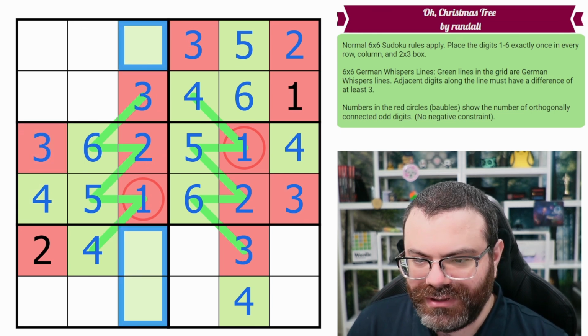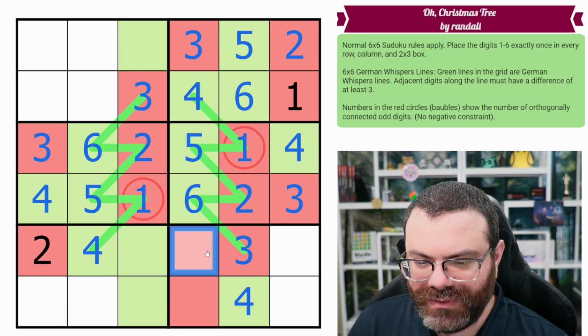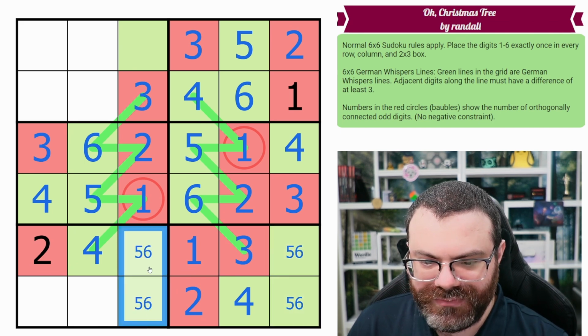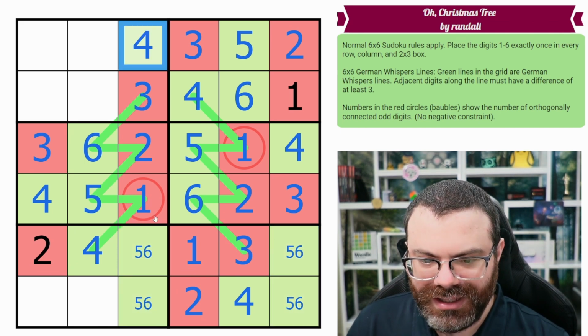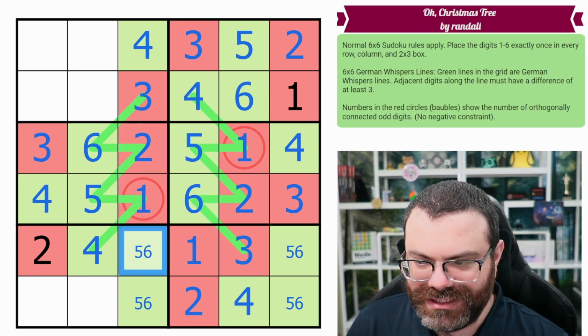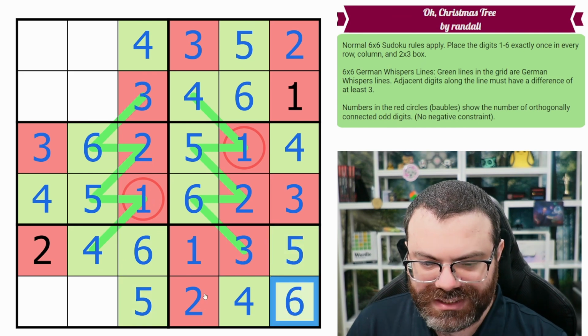Okay, these are all green for the column. These are red for the column. We know where the 1 and 2 go because of that 2. These are green. That's a 5-6 pair. This is also a 5-6 pair. This is a 4. All right, another bobble. There's one odd. I found it, so this has to be 6. That's 5, that's 5, that's 6.